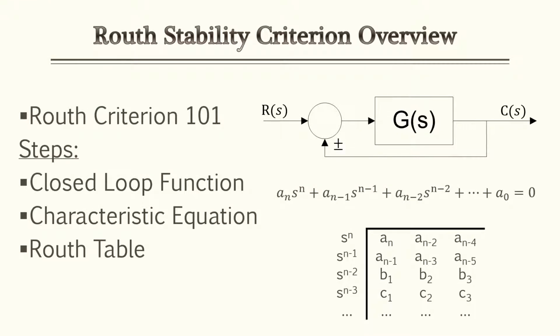In this lesson, we'll be going over the Routh stability criterion, which will include a little bit of background of the Routh criterion, closed loop function, characteristic equation, and the Routh table. And a majority of this can be found in your FE handbook.